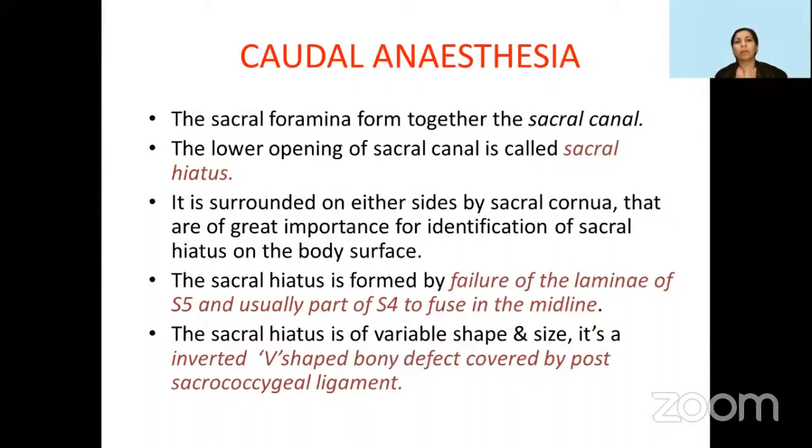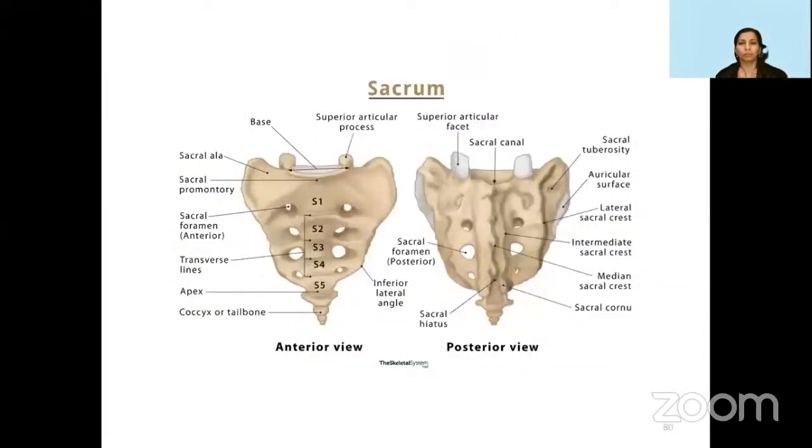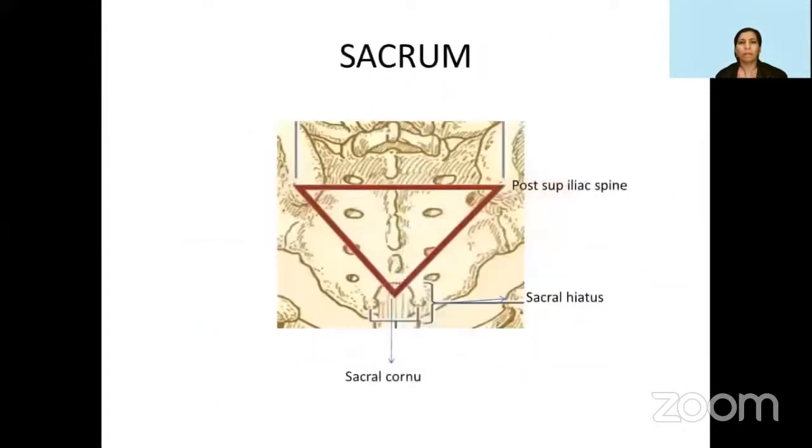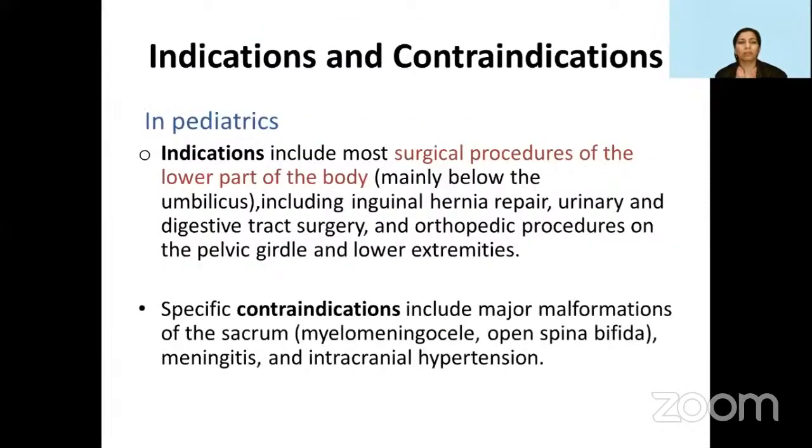The sacral foramina, firstly the anatomy, together form the sacral canal, and the lower opening is called the sacral hiatus, which is formed by failure of the laminae of the S5 and part of the S4 to fuse in the midline. It's an inverted V-shaped bony defect which is covered by the sacrococcygeal ligament. The posterior superior iliac spines and the sacral cornua form an equilateral triangle. It's commonly used in pediatric age groups.